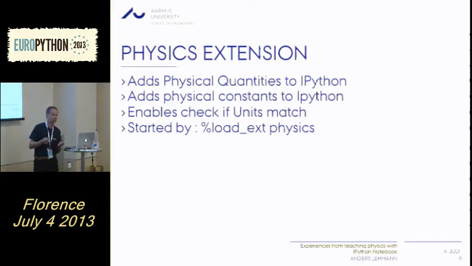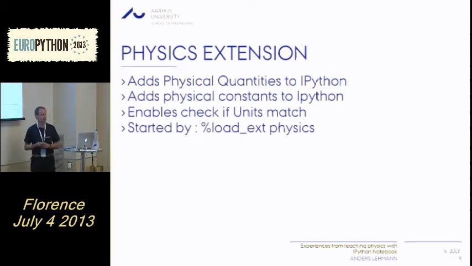A physical quantity is of course a value and a unit, and in this physics extension, you are able to combine units. So if you multiply kilograms with meters per second squared, then you can convert that unit into Newton, and this is part of the physics extension. So it's nice when you have complicated formulas that you afterwards can check if the result is of the right unit.